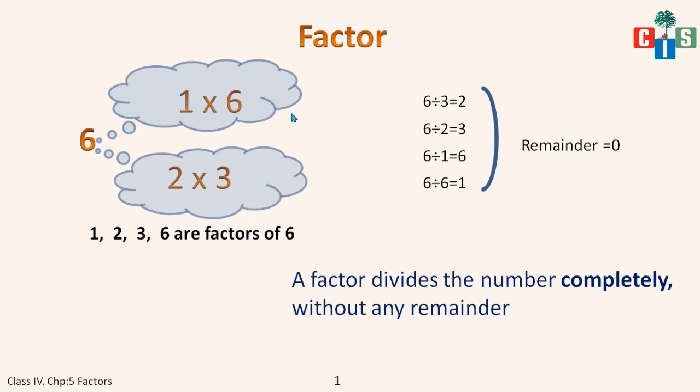So I have taught you two ways: the multiplication way, where you see in whose table 6 comes, and the division way. So to find a factor you have two methods, the multiplication method and the division method. For multiplication you have to check in whose table the number comes, and for division you have to check the remainder. If the remainder is 0, then the quotient and the divisor are the factors. Let's move on slowly, you will get a greater idea.